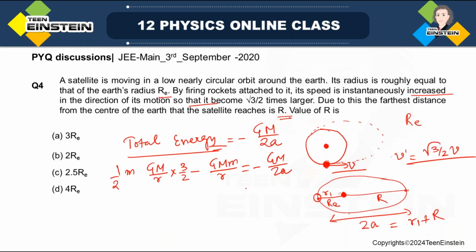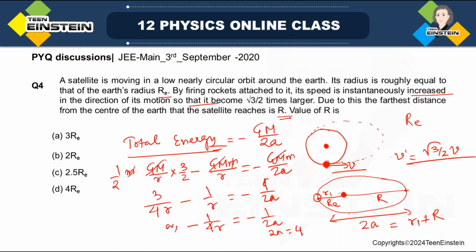Here, look, I can strike out GMm, the small m and G. So what I get is 3 by 4 times 1 by r minus 1 by r is equal to minus 1 by 2a. This gives you minus 1 by 4r, which is equal to minus 1 by 2a. So 2a is equal to 4 small r.